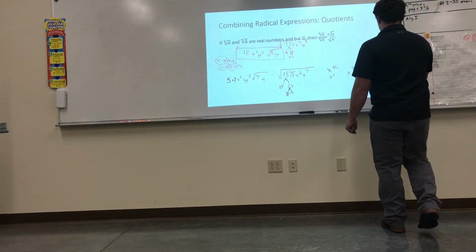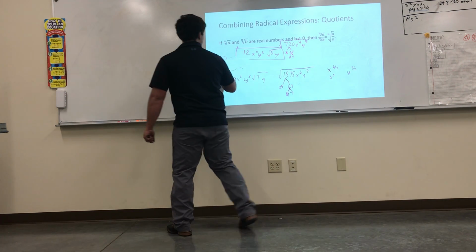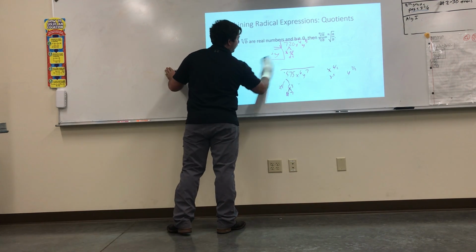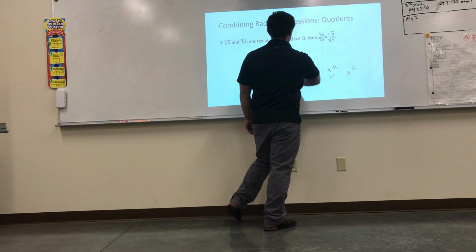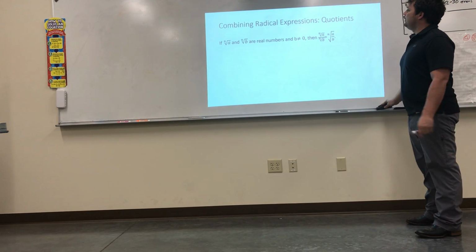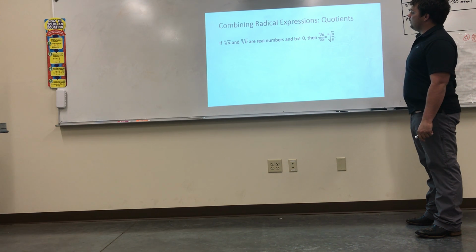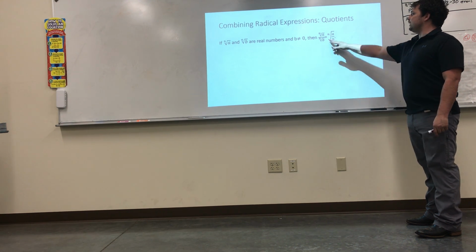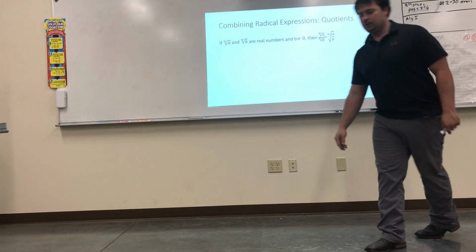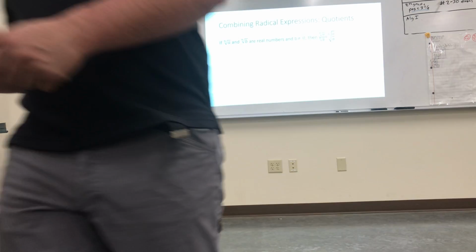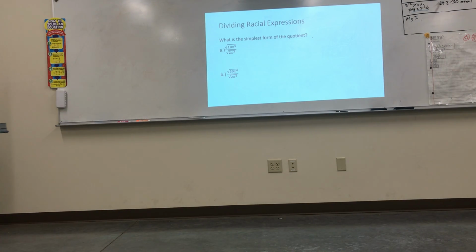All right. Combining radical expression quotients. So now, instead of multiplying, we're going to be dividing. We have the nth root of a over the nth root of b, which is actually the same as the nth root of a over b, because you can break it down and write it the same way. The one thing that I think we said right off the bat is you cannot have a square root or cube root or radicand in the denominator.